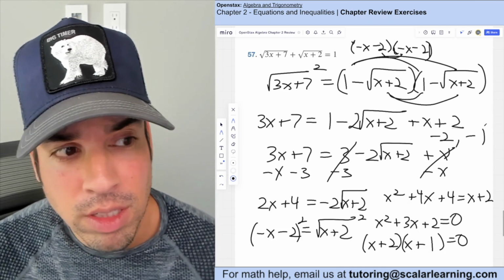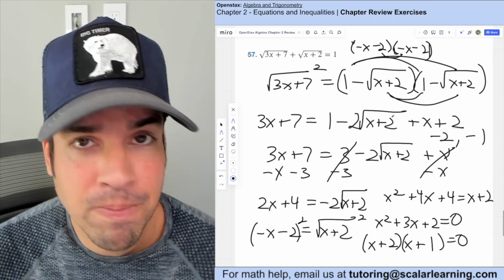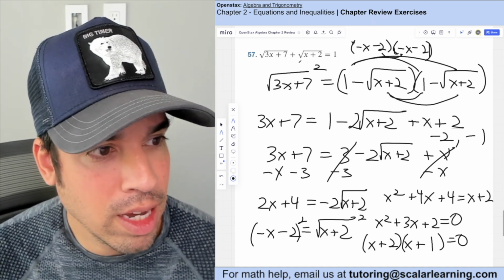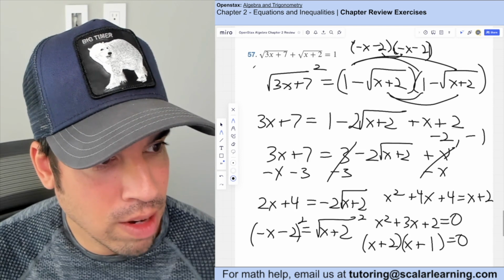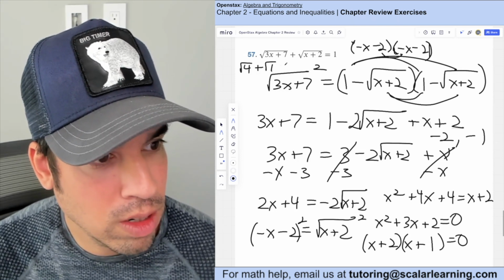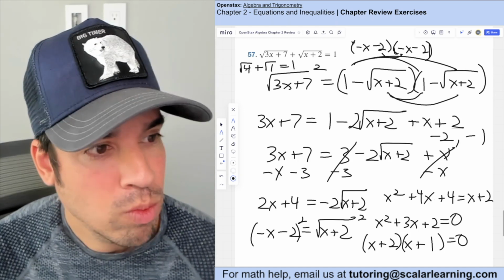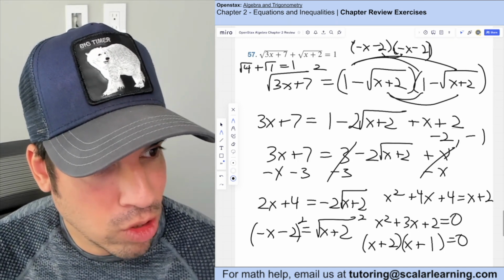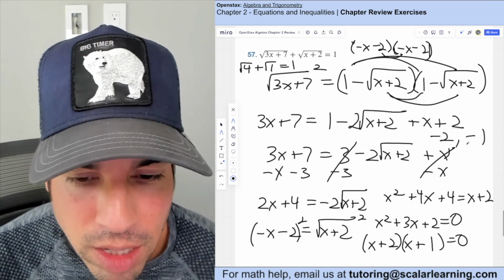But now we have to see if there's any extraneous solution. So we got to plug them in and check it out. So if I plug in negative 1, I get negative 3 plus 7 is 4, square root of 4. Plug it in here, I get plus square root of 1. Does that equal 1? No, because we're taking the positive roots. That would be 2 plus 1 is 3, not 1. So negative 1 is extraneous.